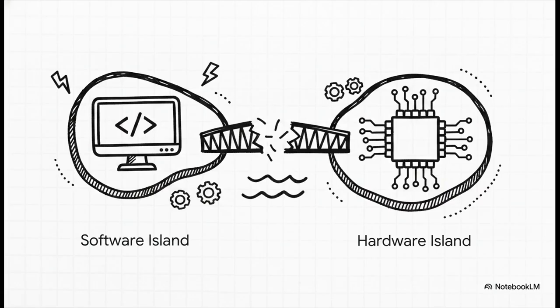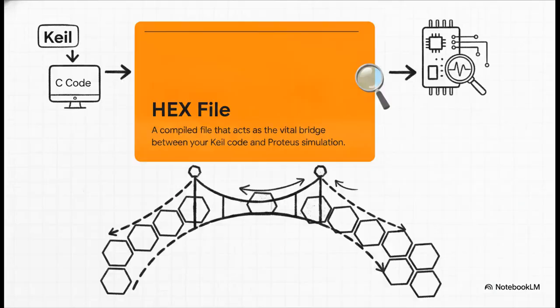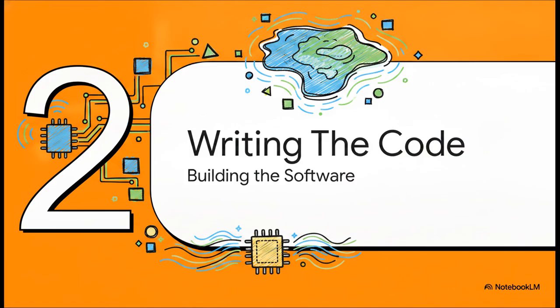The catch? They don't just talk to each other automatically. Because they don't talk automatically, we can't just drag and drop raw C code directly over into Proteus. We have to build a bridge. And that bridge is the hex file. It's a compiled version of your code that the Proteus microcontroller can actually understand and execute. Honestly, building this hex file bridge is the absolute core of making these two distinct programs handshake and communicate with each other.